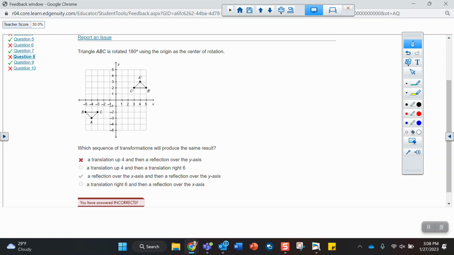If we look at the one that you chose, a translation up 4 units, 1, 2, 3, 4, it would look like this. If I reflect that over the y, which is the answer you picked, I would end up here, here, and here, like that. But a 180 degree rotation about the origin is the same as reflect over the x and then over the y, or you can say it vice versa, reflect over the y and then reflect over the x. So that's something maybe you can remember to be helpful.